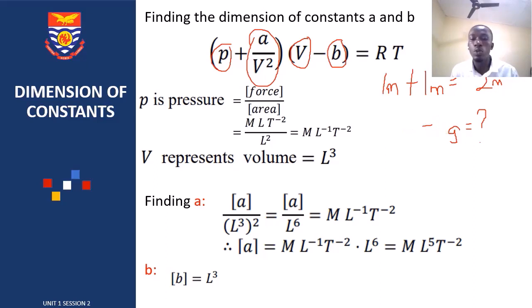What we have to do first is find the dimension for P and also for V. We know that the formula for pressure is force over area. After writing the formula, we also find the dimension for force and for area. We know that force is equal to MA, right? And we also know that area is equal to length times breadth. It's the dimension I'm writing.